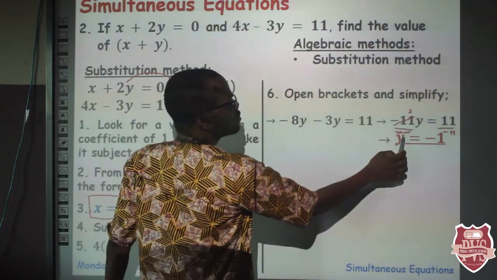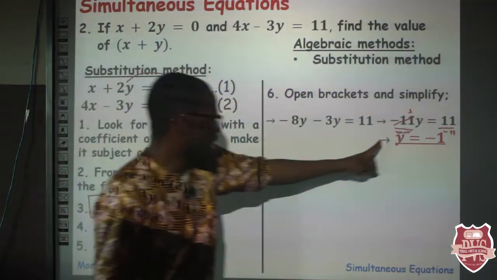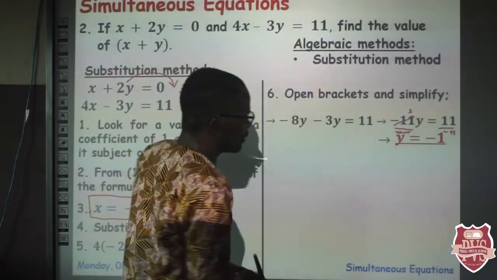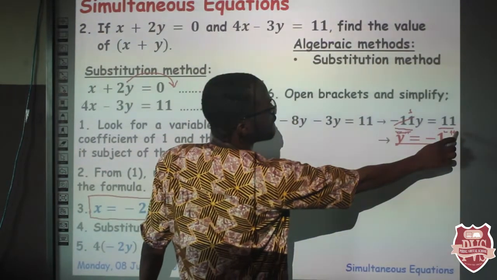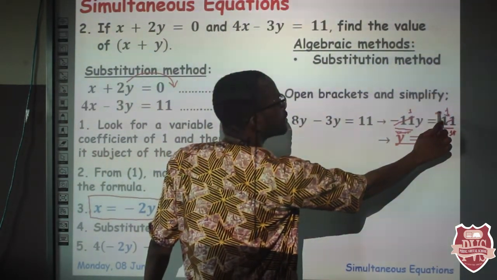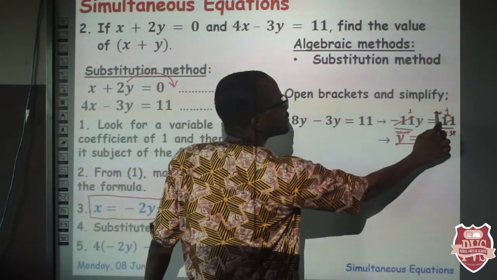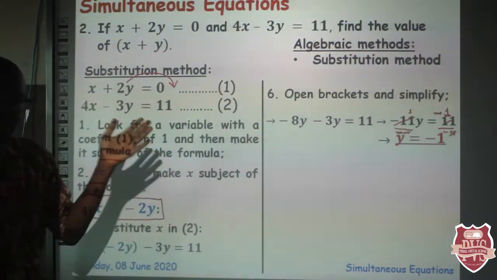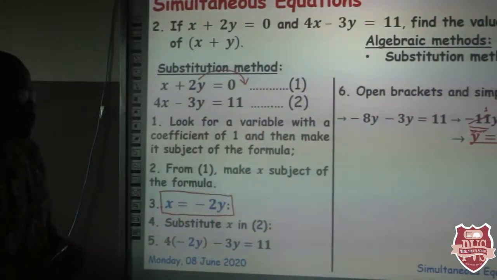1 times y gives you y. Okay? There's a 1 there, but we don't normally put it. I'm sure you know that. And that's equal to, well, of course, 11 divided by minus 11 gives you minus 1. I'm going to write that clearly so you can see. So there you go. We have the value of y, which is minus 1.